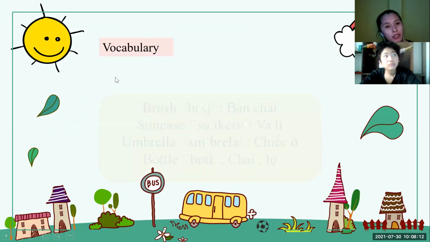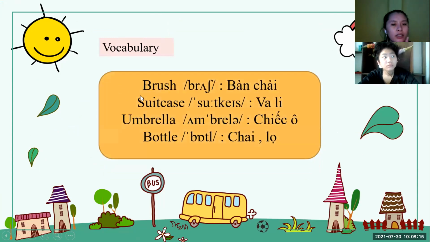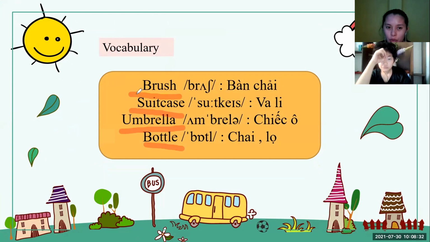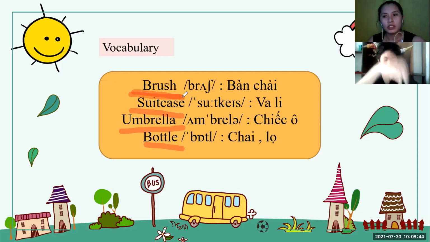Okay, here are some vocabulary words, like brush, suitcase, umbrella, and bottle. So when you say brush, there are different kinds of brush. It could be a brush for the wall or something else. Another is suitcase. Do you know what a suitcase is? What is a suitcase?